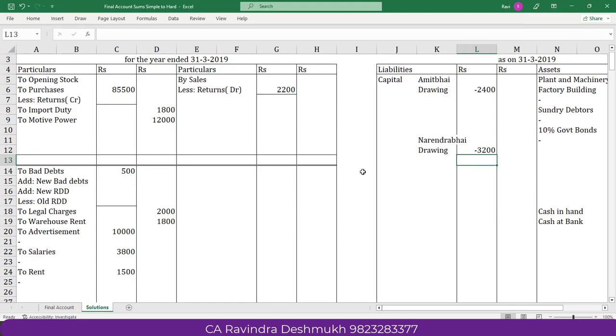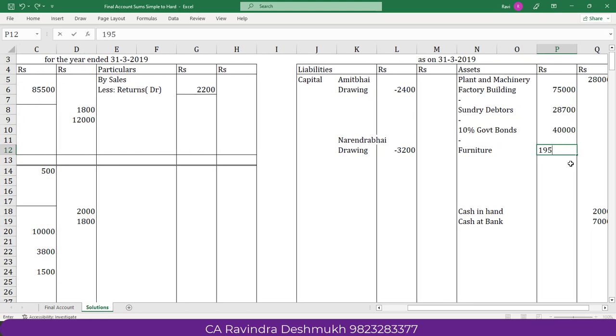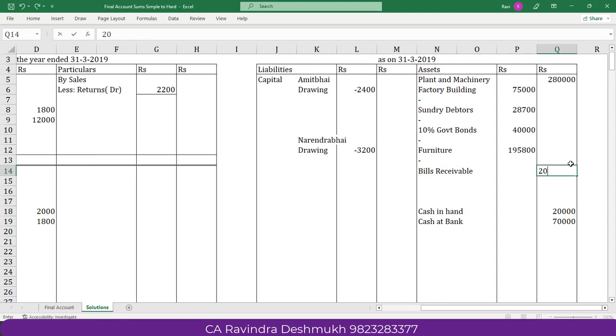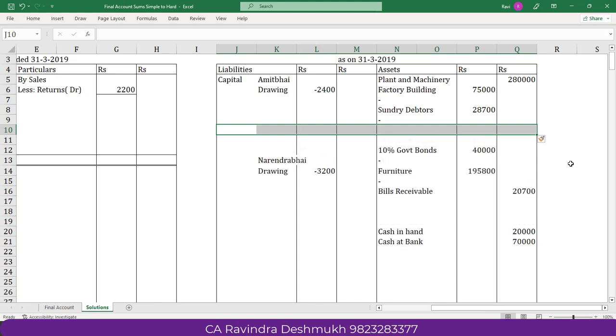Furniture is 1,95,800, so that is also to be written on the asset side. Furniture 1,95,800. Next one, bills receivable 20,700 to be written directly in the outer column. Since there are two adjustments on sundry debtors, I increase the lines for the same item.